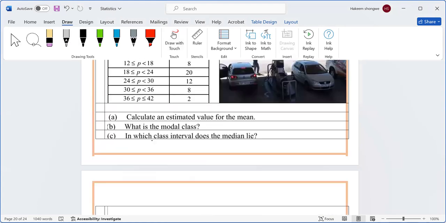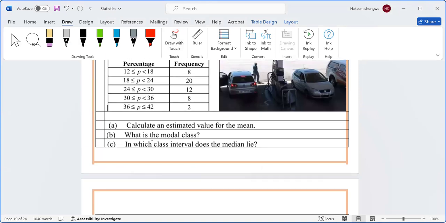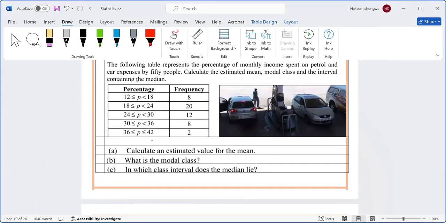The next question speaks about the modal class. Now, how to determine the modal class? You're going to check the class with the highest frequency. Which class seems to have the highest frequency here? It is the one that has 20. Right? It's between 18 and what? And 24. So when you write this, you're going to write it this way.